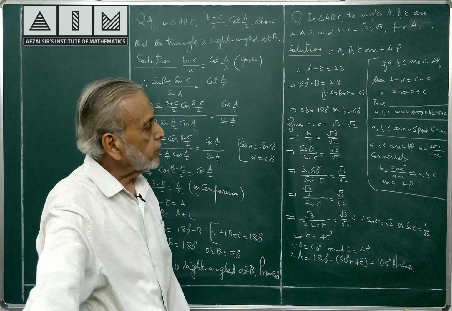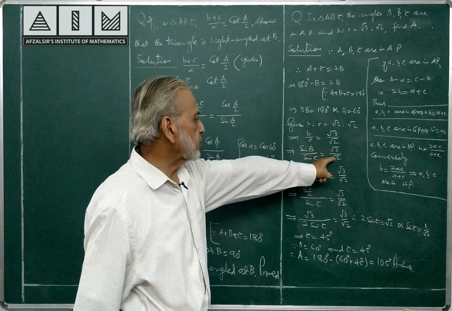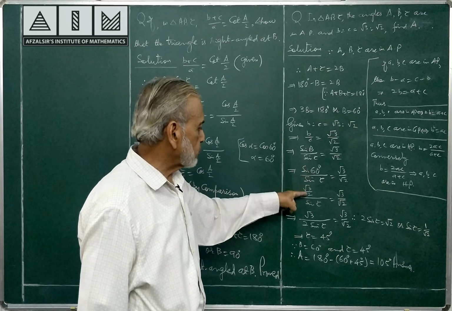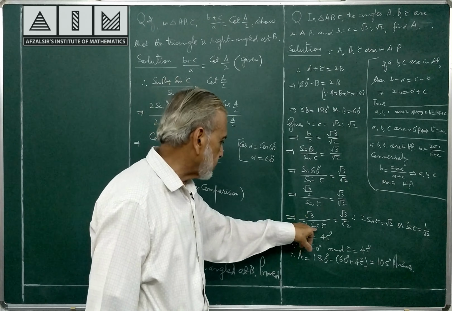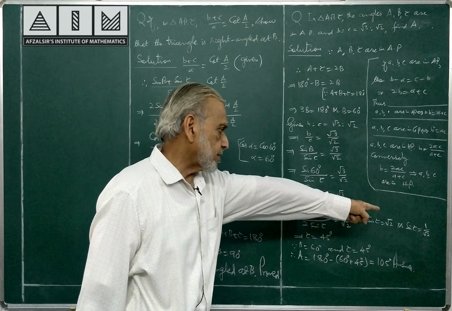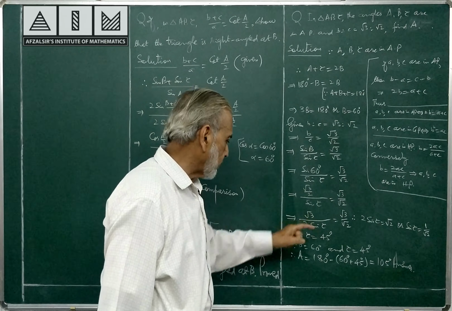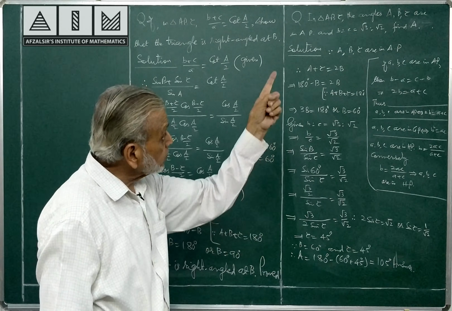One more important thing. Let me quickly review this one. Sin B by sin C, root 3 by root 2. Sin 60 by sin C, root 3 by root 2. Sin 60 is root 3 by 2. Then root 3 by 2 sin C is equal to root 2. That comes sin C is equal to 1 by root 2. C is equal to 45. You know two of the angles. Third angle is 180 minus sum of the two angles, that is 105 degrees. A is equal to 105 degrees.